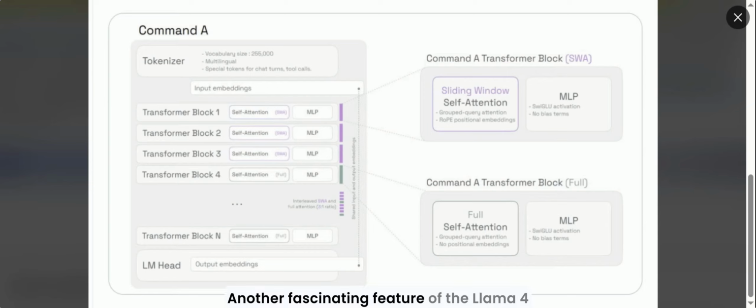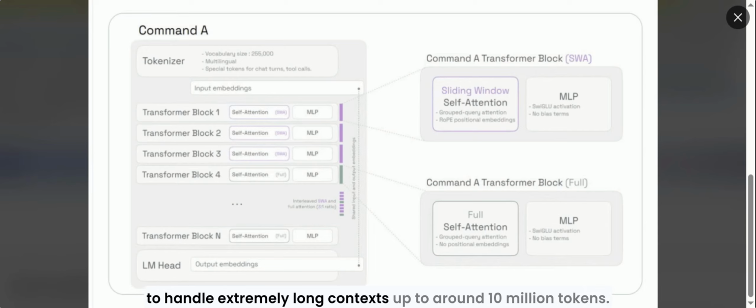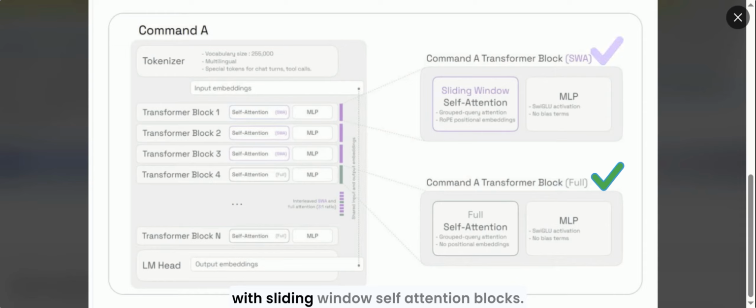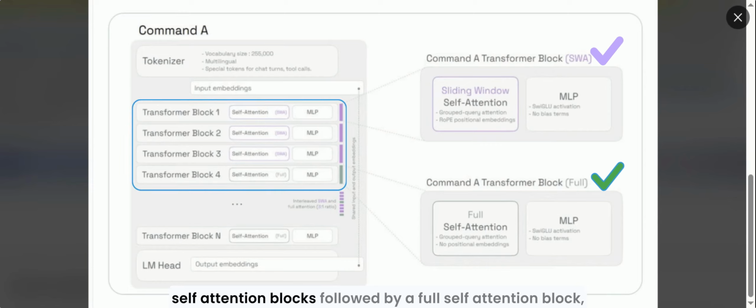Another fascinating feature of the LLaMA 4 models is their use of interleaved attention. This isn't entirely new, but LLaMA 4 adopts it to handle extremely long contexts, up to around 10 million tokens. Instead of stacking traditional full self-attention transformer blocks, LLaMA 4 interleaves full self-attention blocks with sliding window self-attention blocks. In the diagram, you can see this pattern: 3 sliding window self-attention blocks followed by a full self-attention block, and this pattern is repeated throughout the model.